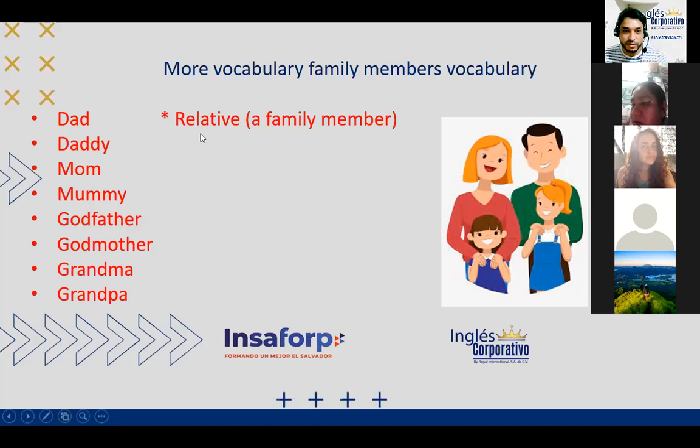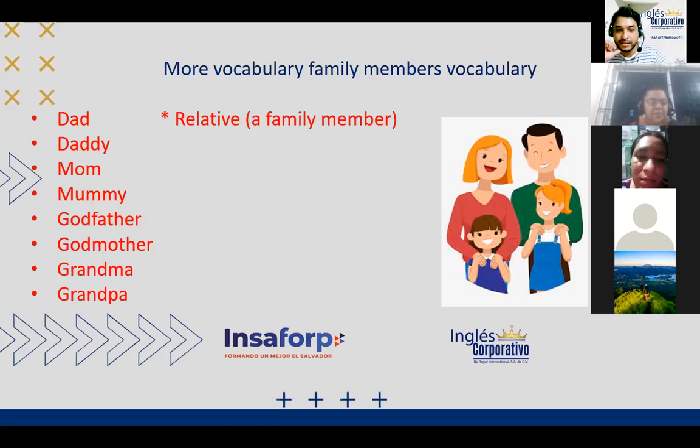And we have this word relative that means a family member in general. When you go to a birthday or any party, and you go to your family, all your family are your relatives. It's not your familiars. No, you say relative. In Spanish, we say familiares, but in English, it's not familiars. It's relative. Okay, is that clear? That word, relative? Yes. We don't say familiars. We say relative. They are my relatives. Okay, nice.